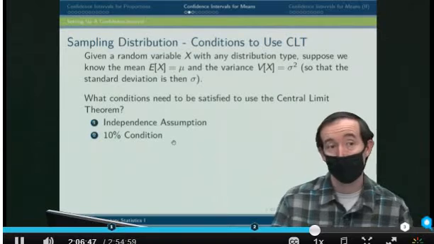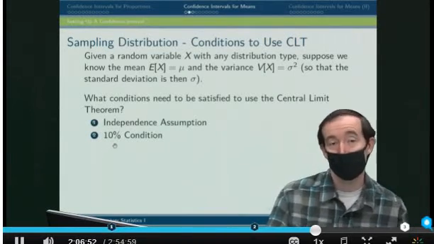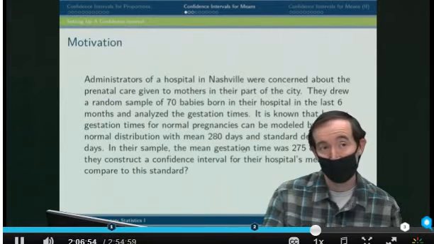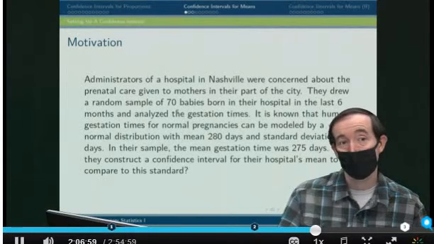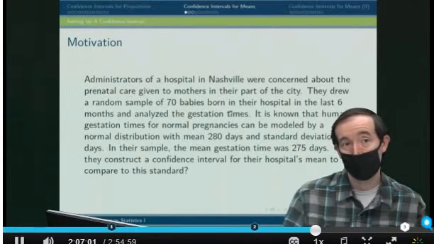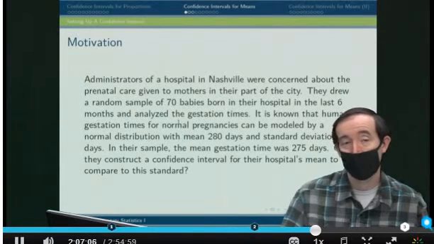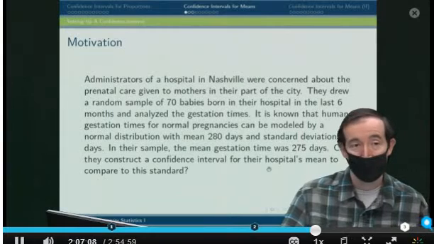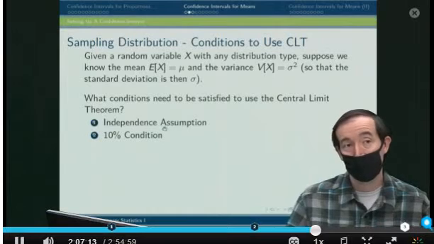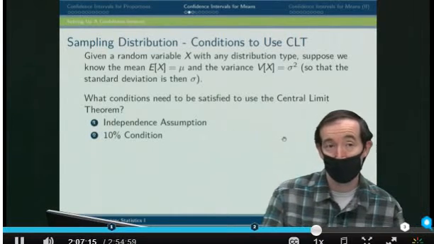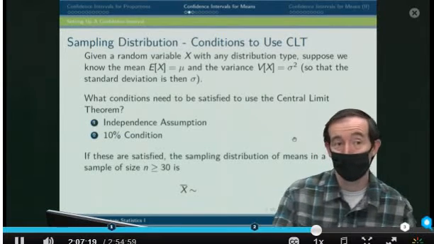And so the central limit theorem doesn't apply if I have too much of the population included. I want less than 10%. Now, in this example we were looking at here, if my sample size is 70, all I need is that there are more than 700 babies that are born in that hospital in that 6-month time period. That doesn't seem terribly hard to achieve, so I'm going to assume that that is satisfied here, and they randomly selected the 70, so the independence assumption, I will assume, is also satisfied.